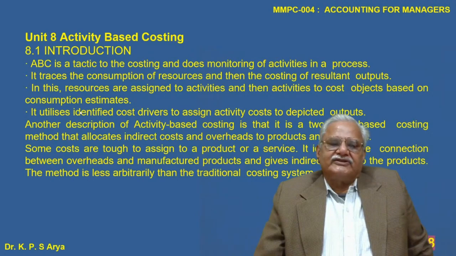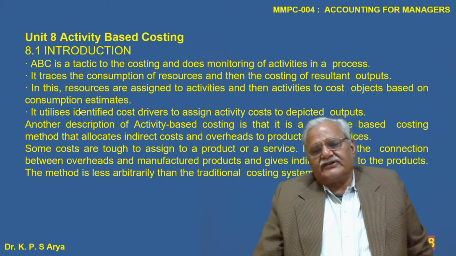Another description of activity-based costing is that it is a two-stage costing method that allocates indirect cost and overheads to products and services. Some costs are tough to assign to a project or a service. It identifies the connection between the overhead and the manufactured products and gives indirect cost to the products. The method is less arbitrary than the traditional costing system.